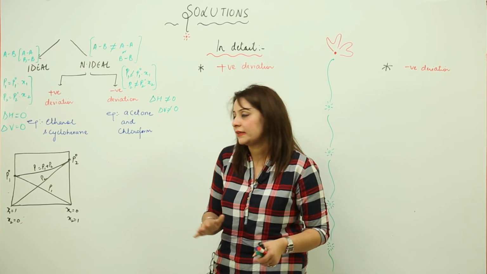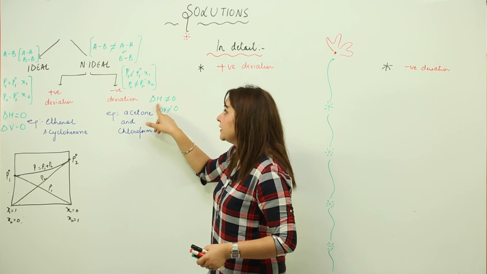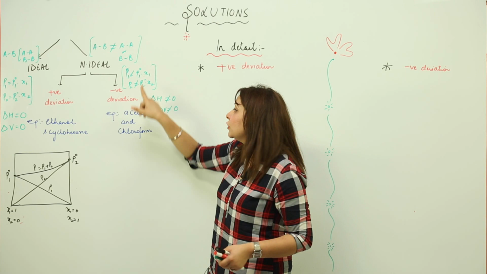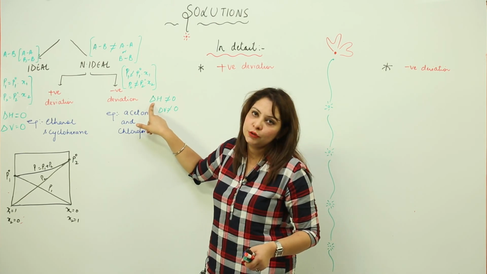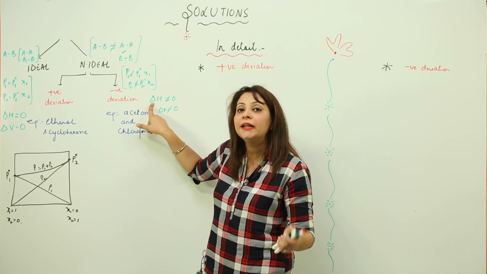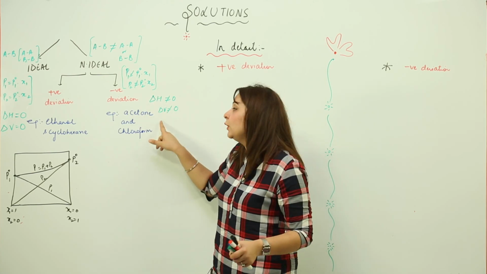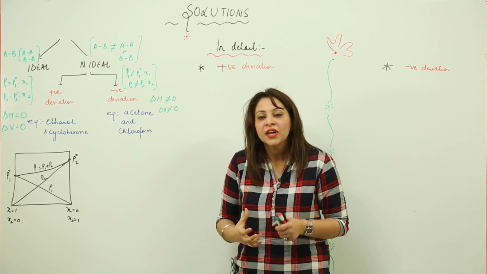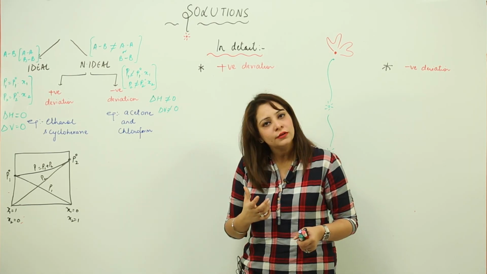It is not equal to that, right. And moreover, as I told you, the dissolution process can be exothermic or endothermic. So that means delta H is not equal to 0. Either heat is released or heat is absorbed. So delta H can be positive or negative accordingly. And likewise, it will have an effect on volume also. There will be an increase or decrease in volume. So delta V is also not equal to 0.